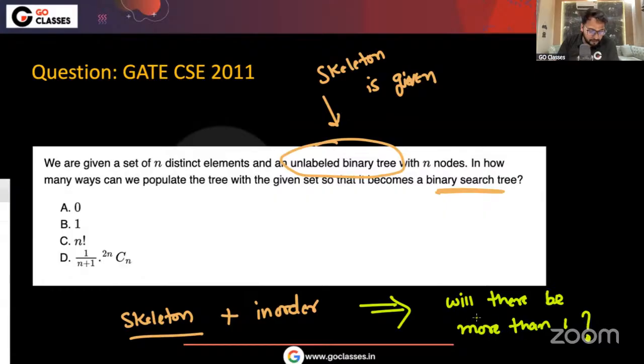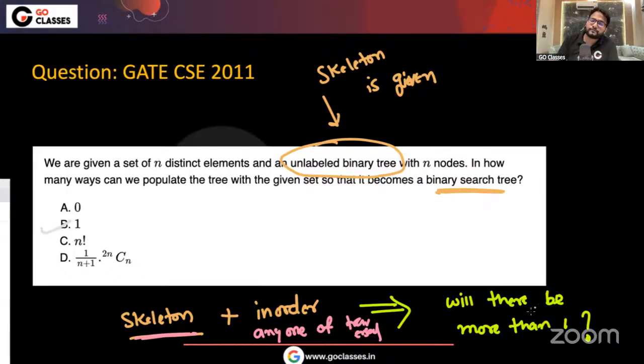Tell me. No, right? There won't be more than one. So basically, if the skeleton is given and any one of the traversals is given, understood? In that case, there will be only a single binary tree. So here B is the answer.